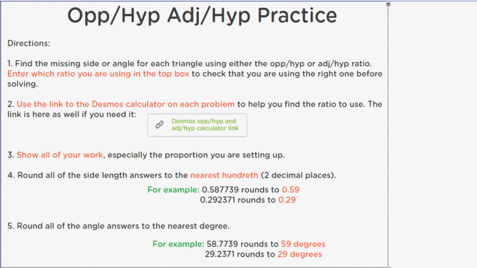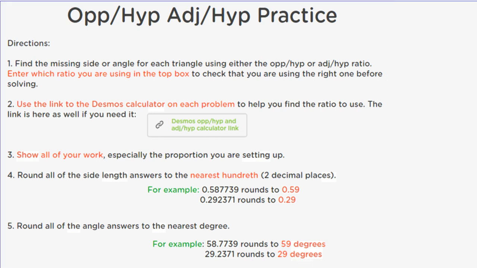So if you look at your slide 2 here on Class Kick, remember once you label, you're going to figure out, are you going to use the ratio for opposite over hypotenuse or adjacent over hypotenuse. And if you click on this link here, you're going to have both of those sliders. So make sure you're watching which one you're selecting. The first slider should be the opposite over hypotenuse. The second slider should be the adjacent over hypotenuse.